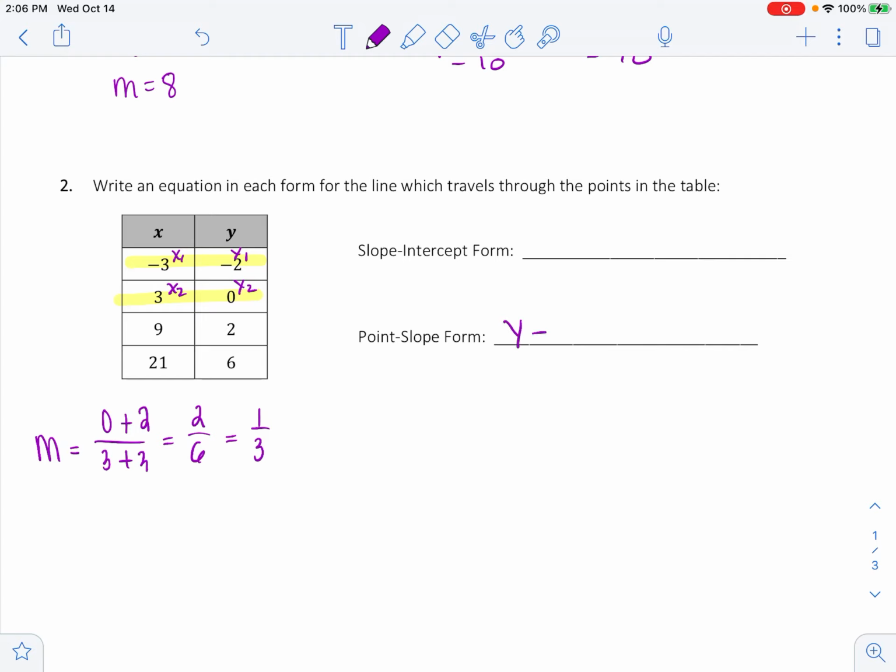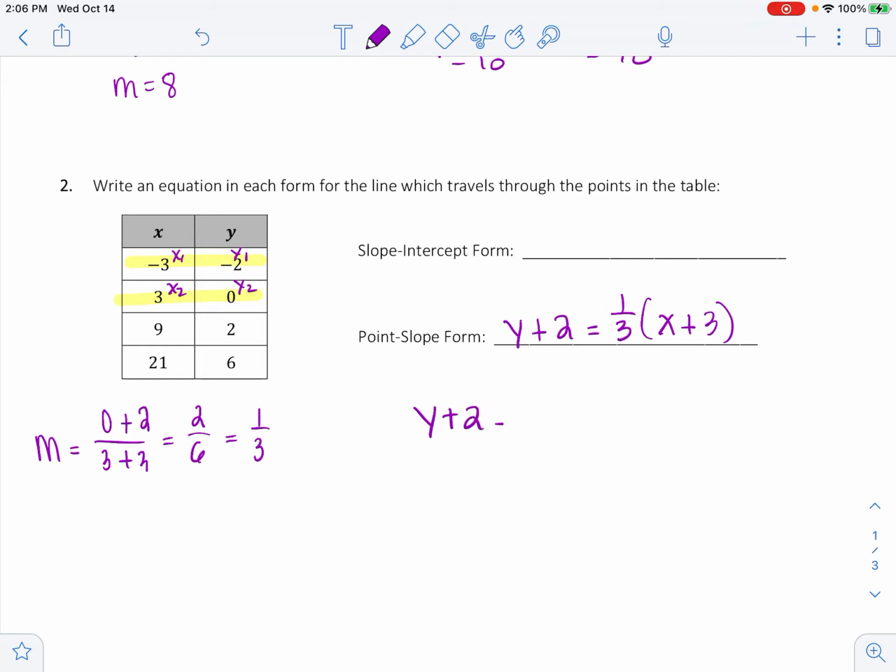All right, I'm ready to write my point-slope form. Y minus y1, which is a negative 2, so double negative makes a positive, equals m, which is 1/3, times x minus a negative 3, so double negative again, which makes positive 3. It's not the only correct answer. You could also have y minus 0 equals 1/3 times x minus 3. Or you could have y minus 2 equals 1/3 times x minus 9. All of these answers work using any point in the table.